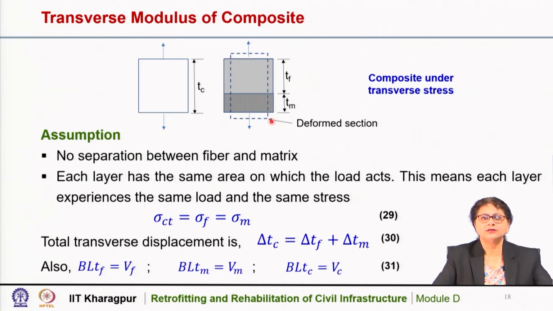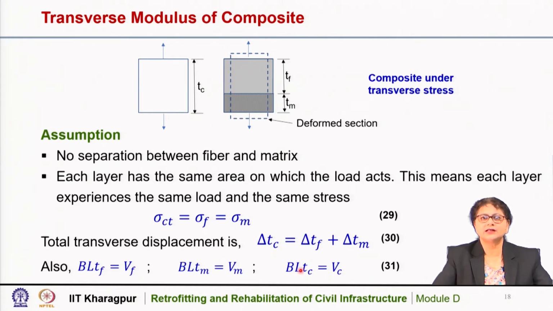Now, in this transverse loading case, each layer has the same area on which the load acts. So, this means that each layer experiences the same load and the same stress. In case of transverse loading, the composite, the fiber and the matrix experience the same stress. So, sigma Ct is equal to sigma f is equal to sigma m. Sigma Ct is the stress in the composite in the transverse direction, and that stress is the same in the fiber and also in the matrix.